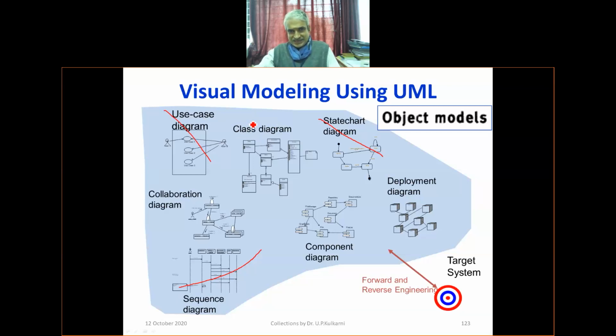See this class diagram, let's look into that. I have written one important thing here. The whole system, the target system, can be seen with a different spec. Each diagram I have given is a different spec, and when you wear this spec, you have a different look.